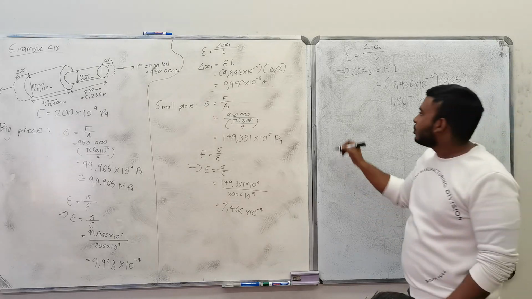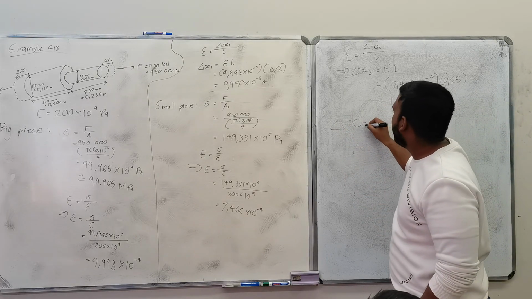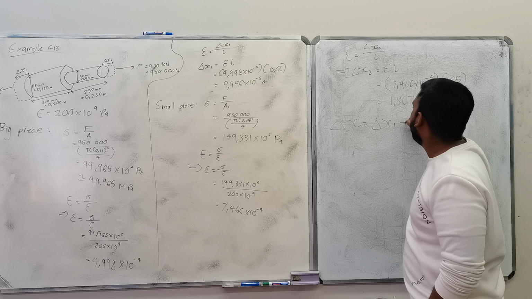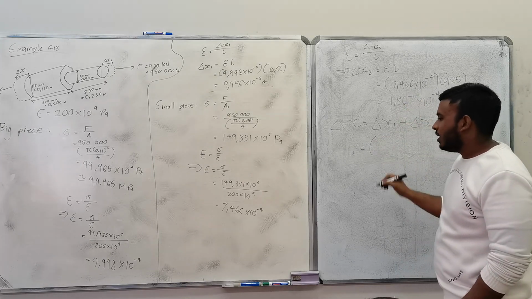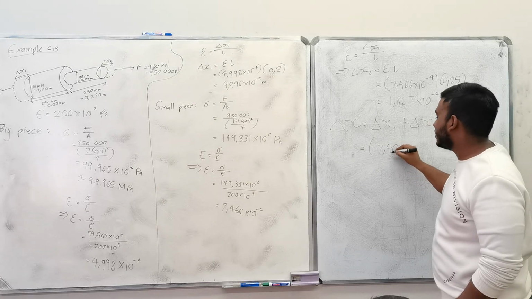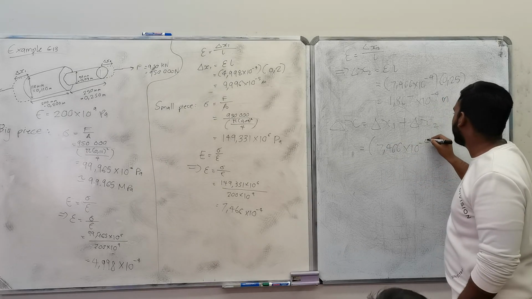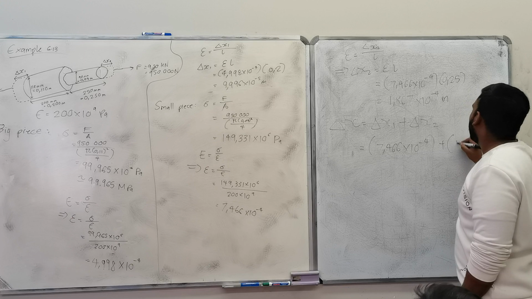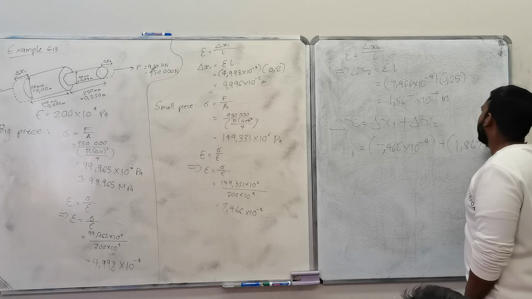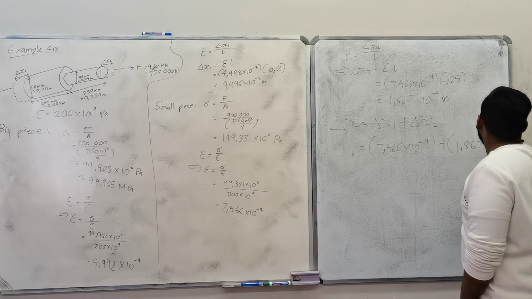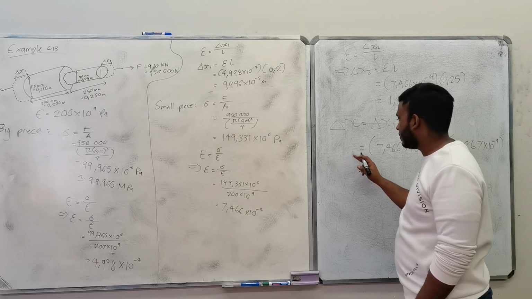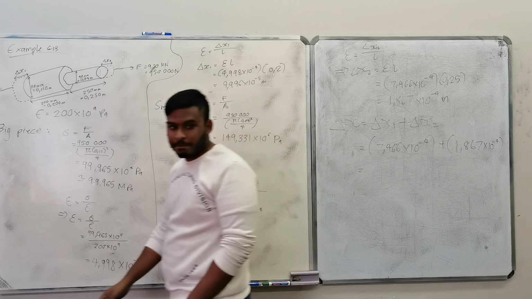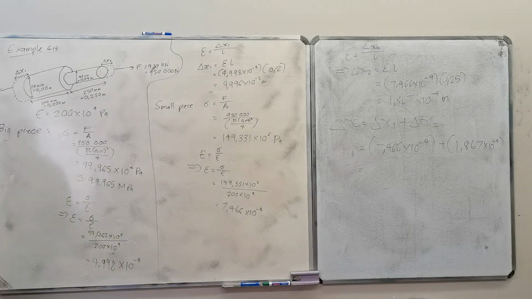Right? So the total extension would be equal to your change in x1 plus your change in x2, which is 7.466 times 10 to the minus 4 plus 1.867 times 10 to the minus 4. And that's 9.334.